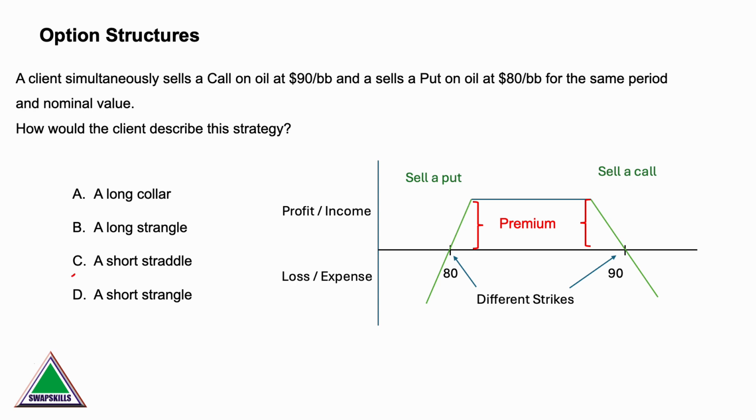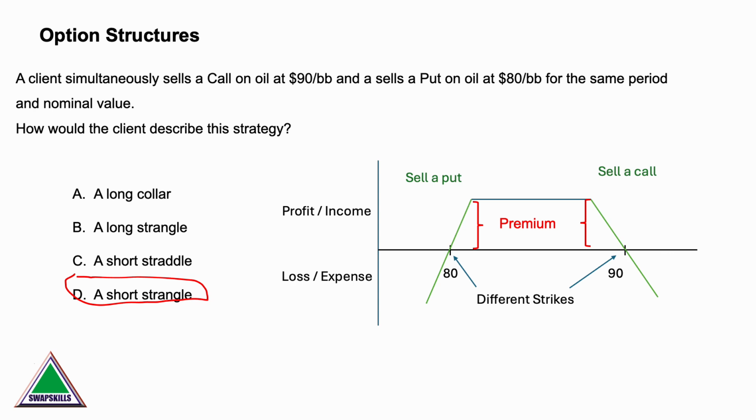This is a short strangle. I don't know who thinks these names up. So let's just see what the story is with a strangle. A strangle is when you sell both a call and a put. If you go on a short strangle, when you sell a call and a put at different strikes.